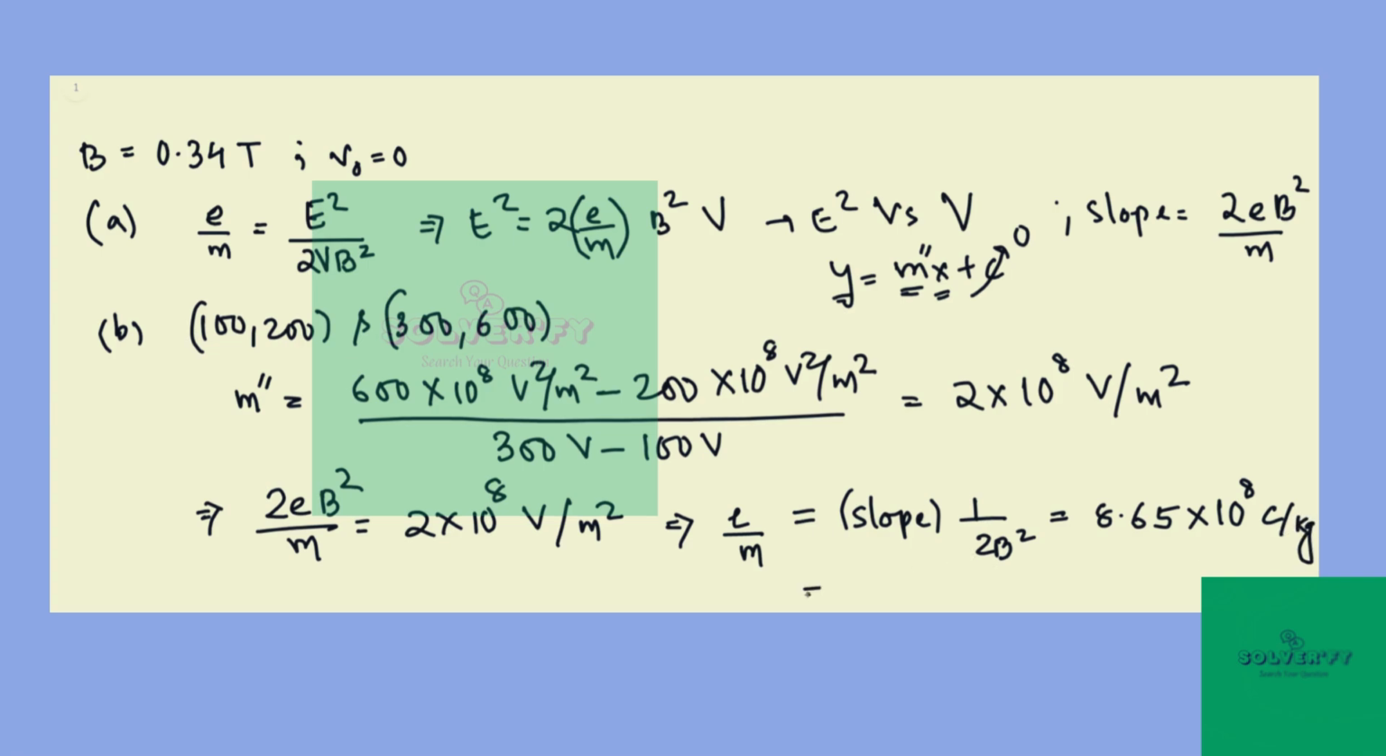which means that mass is equal to the charge of the electron over this value, and charge of the electron is 1.6 times 10 to the power minus 19 coulomb. So we are just taking the magnitude of the electron charge. So the mass is equal to 1.85 times 10 to the power minus 28 kgs.